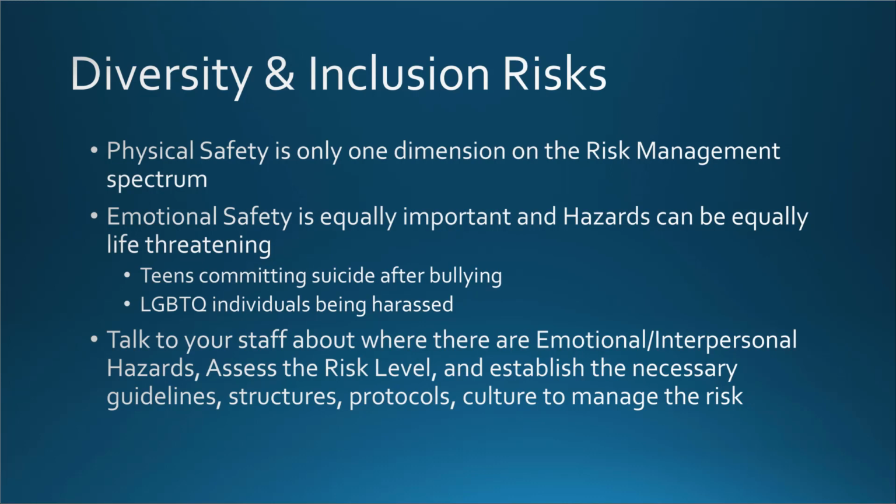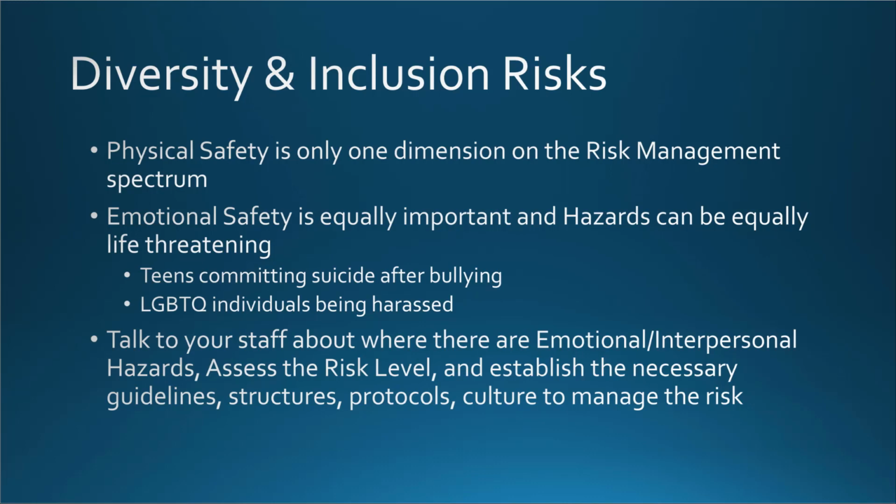Just as much as you have to think about what the physical safety issues are within our context, you also need to talk to your staff about where there are emotional and interpersonal hazards. Assess those risk levels and think about what guidelines, structures, protocols, and culture need to be in place to reduce the risk level of serious things like that happening. Diversity and inclusion is an equally important part of this equation.